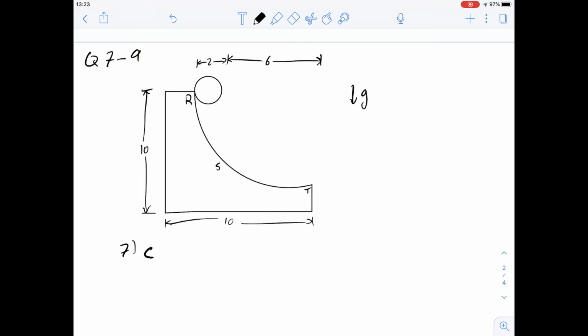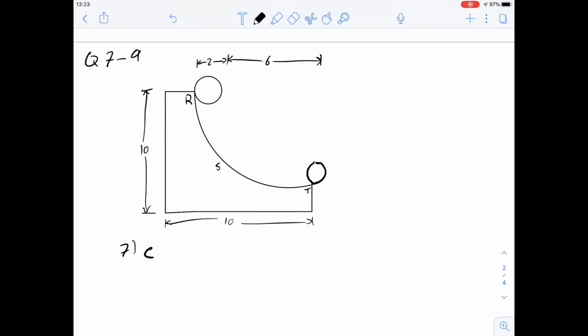Okay, so it starts off at R and it ends up at T, and we'll just draw in a circle here. Let's work out the gravitational potential energy at R and then again at T, and we'll take them away from each other and see how we get. So I'll just get rid of this to give us some more room.